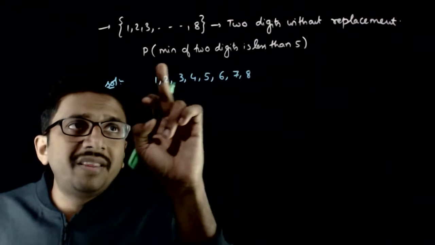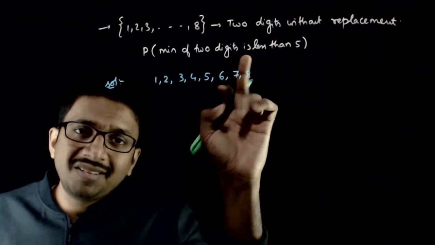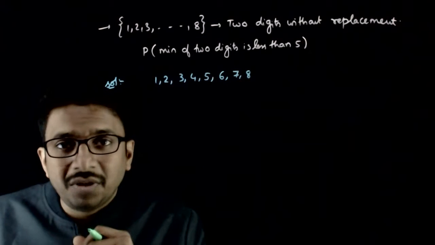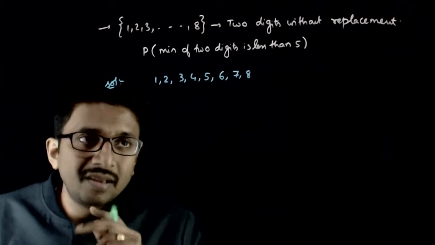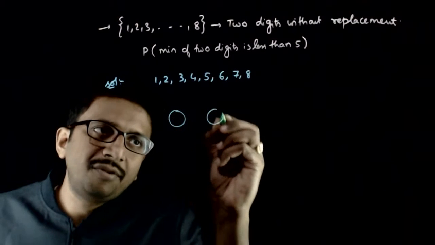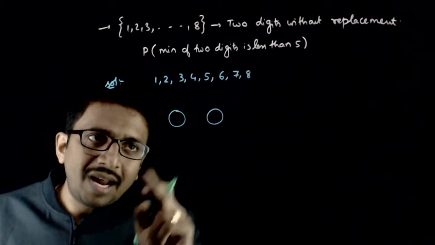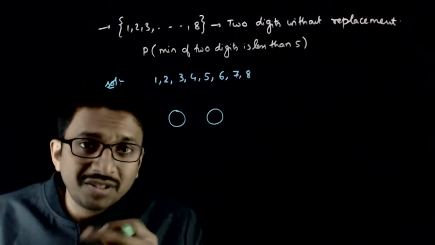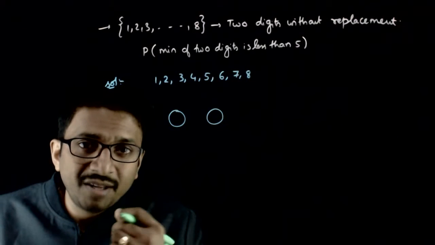And what is the probability that the minimum of these 2 digits is less than 5? So you have 2 numbers which have been taken out, and the minimum of these 2 has to be less than 5. So what is the meaning of it? So how do you find the probability?